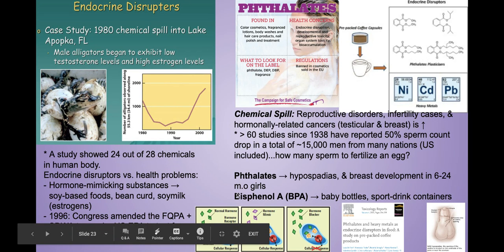So another endocrine disruptor is bisphenol A, or BPA. You've probably seen on some water bottles that say BPA free or whatever. It is present in baby bottles and in sport drink containers.